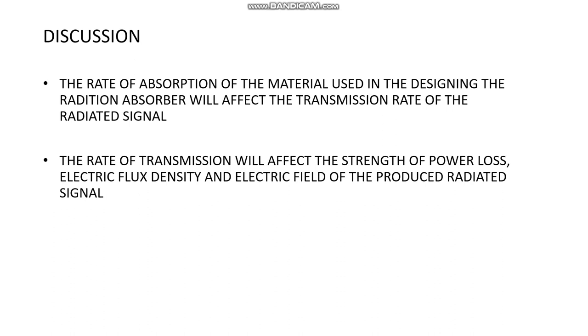Second, the rate of transmission will affect the strength of the power loss, the electric flux density, and the electric field of the produced radiated signal. When the rate of transmission is high, the strength of the power loss, electric flux density and electric field will also be high. So it is also very important for us to decrease the rate of transmission in order to have a lower level of power loss, electric flux density, and electric field produced by the radiated signal. That's all.